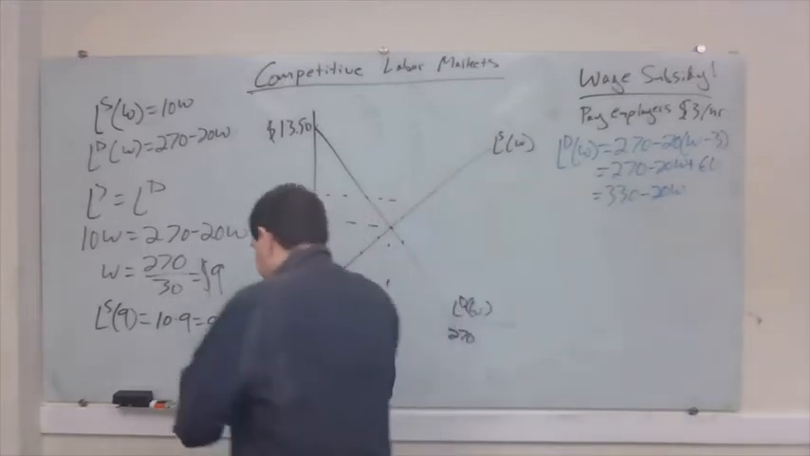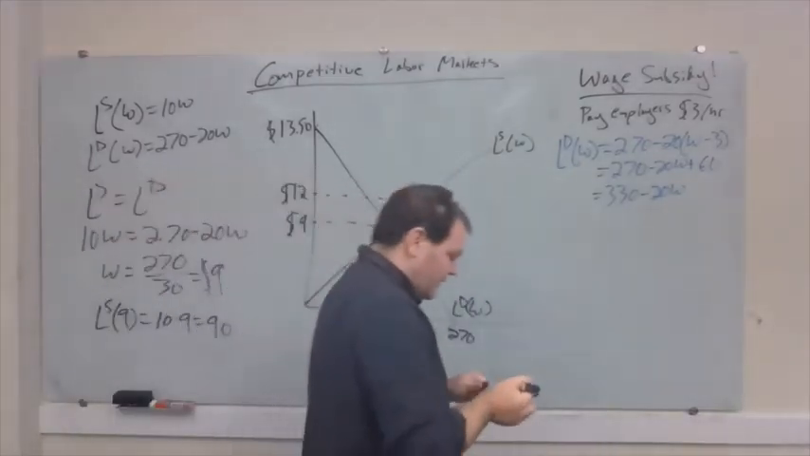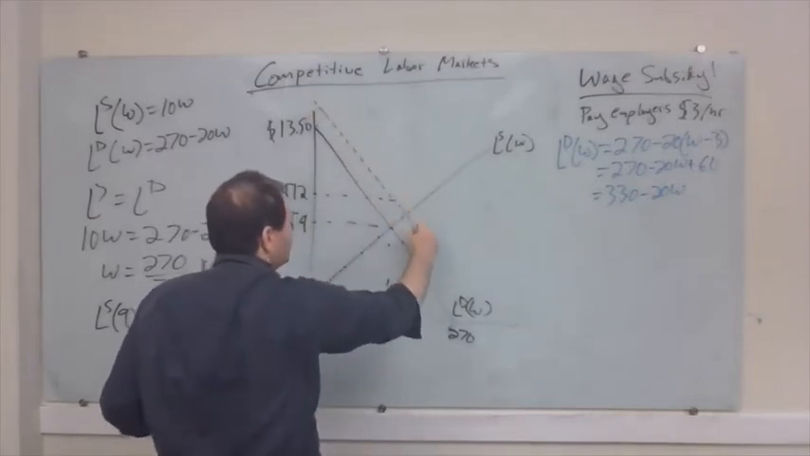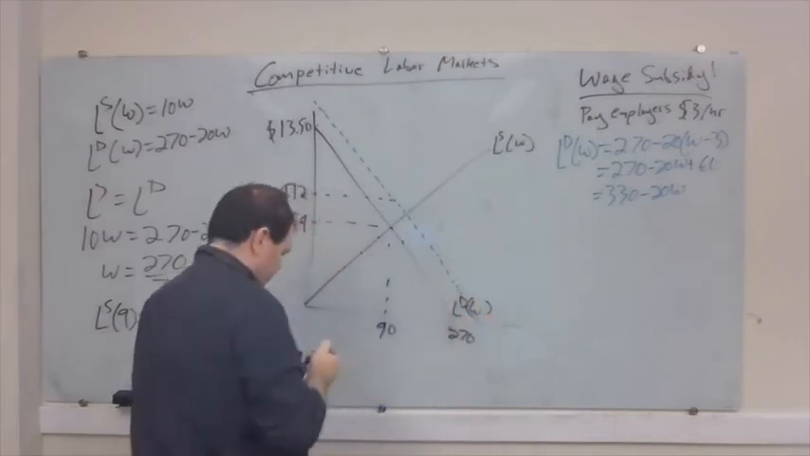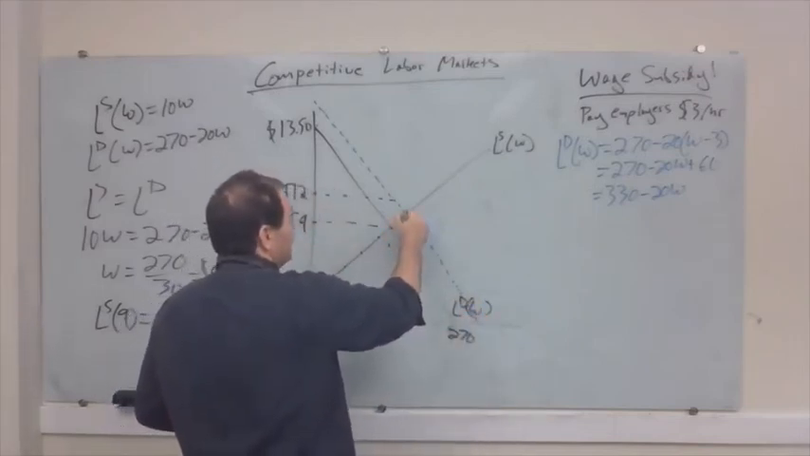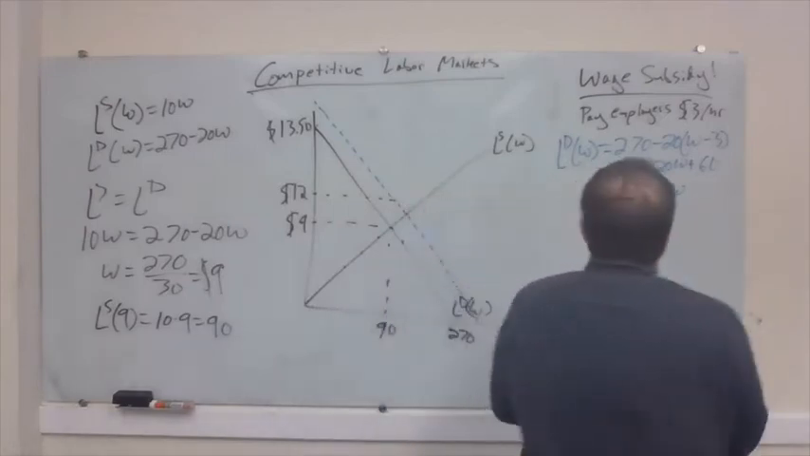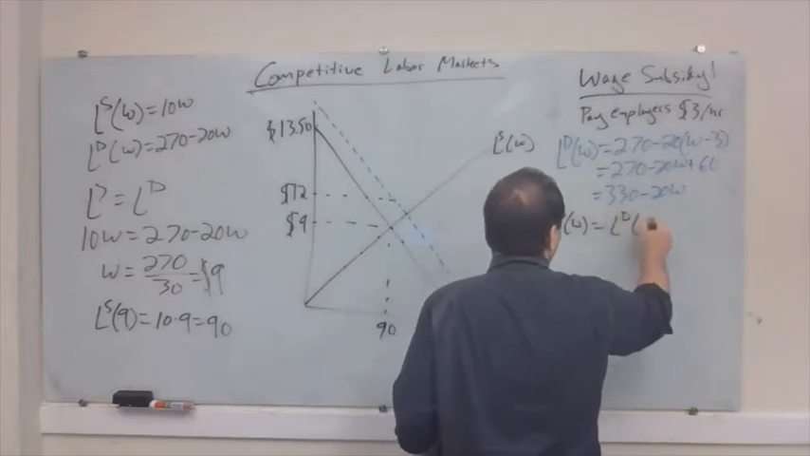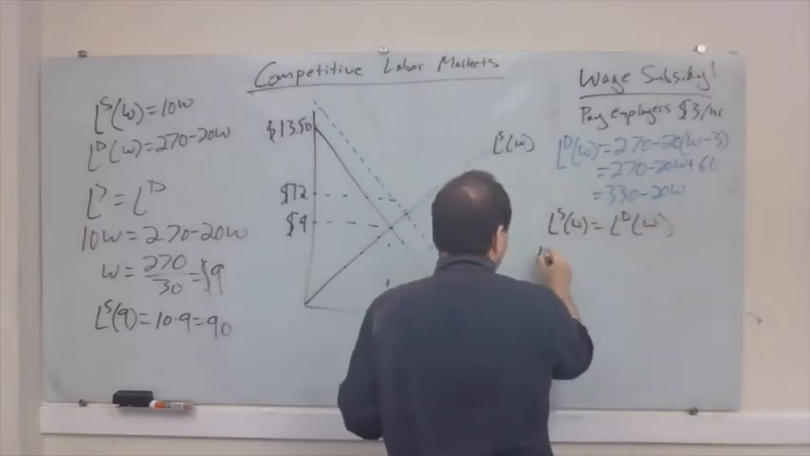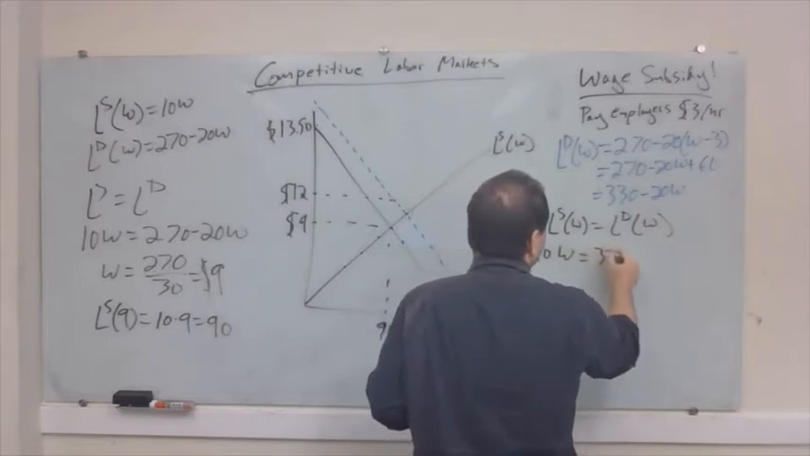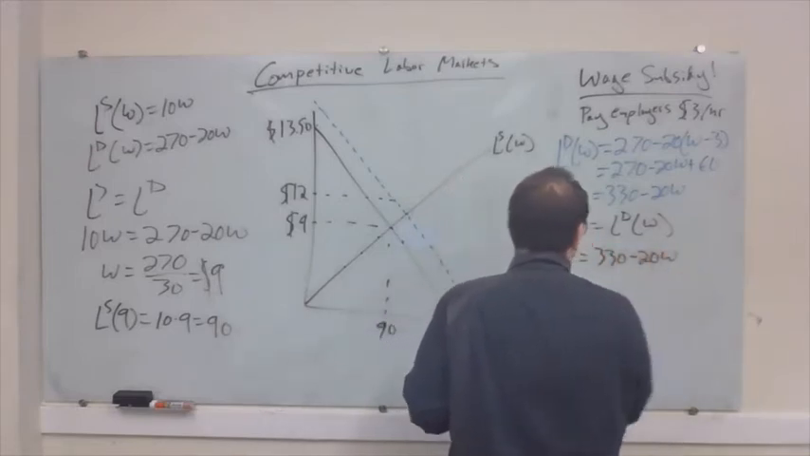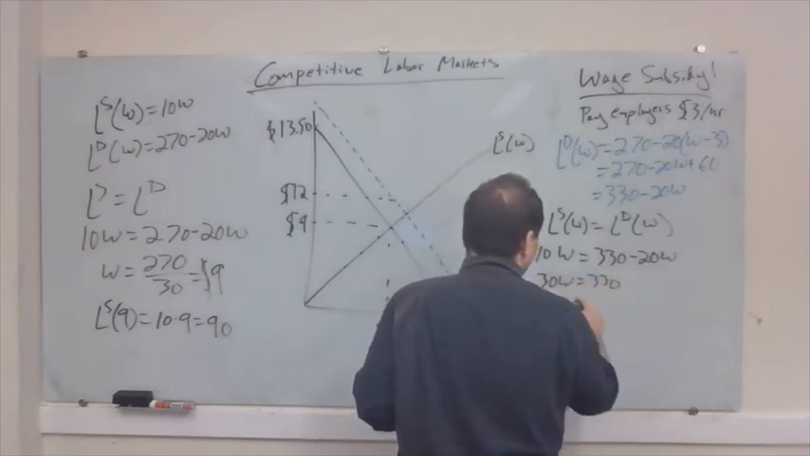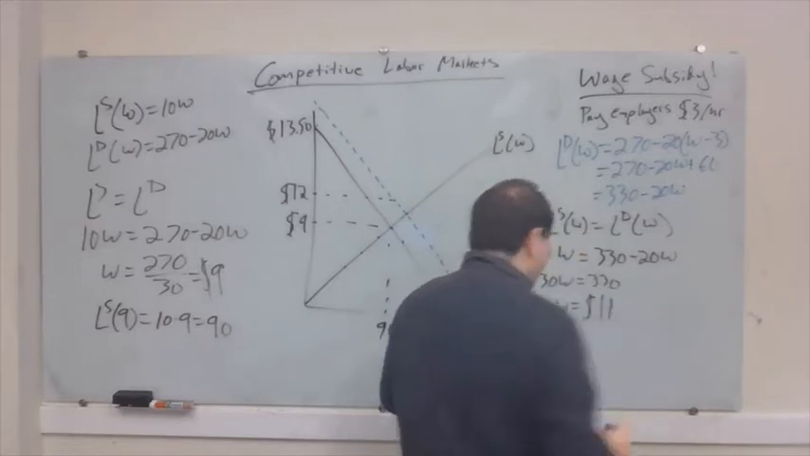So now, when I set labor supply equal to labor demand, what's this going to look like? It's going to look like a curve that's $3 an hour higher at every point. So what's my new labor market equilibrium going to be? Well, I'll set labor supply equal to labor demand. So I'll say 10W equals 330 minus 20W. This tells me 30W equals 330. W is going to equal $11 an hour.